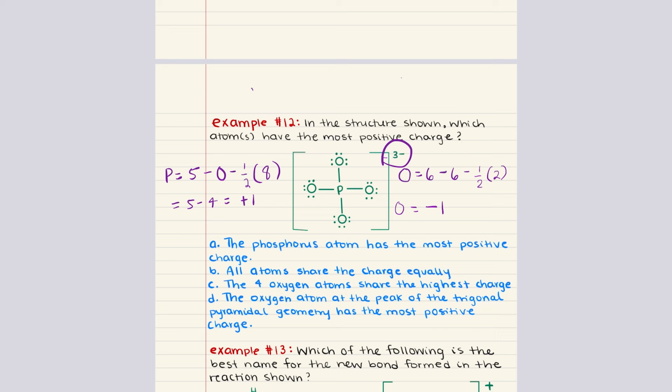Now, given that the overall charge of the ion is minus 3, everything adds up, right? Our charge for our phosphorus is +1, and then we have a minus 1 charge for each of the 4 oxygens, so minus 1, minus 1, minus 1, minus 1, and that gives us a total charge of minus 3, so that checks out, which means we did the formal charge calculations appropriately. Then it becomes really obvious which atom has the most positive charge. It's phosphorus, which means that the correct answer for 12 is going to be A.